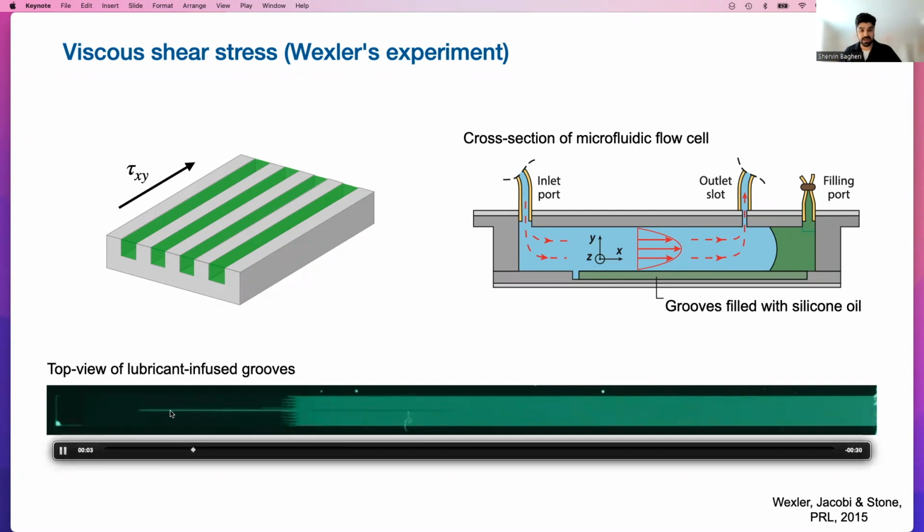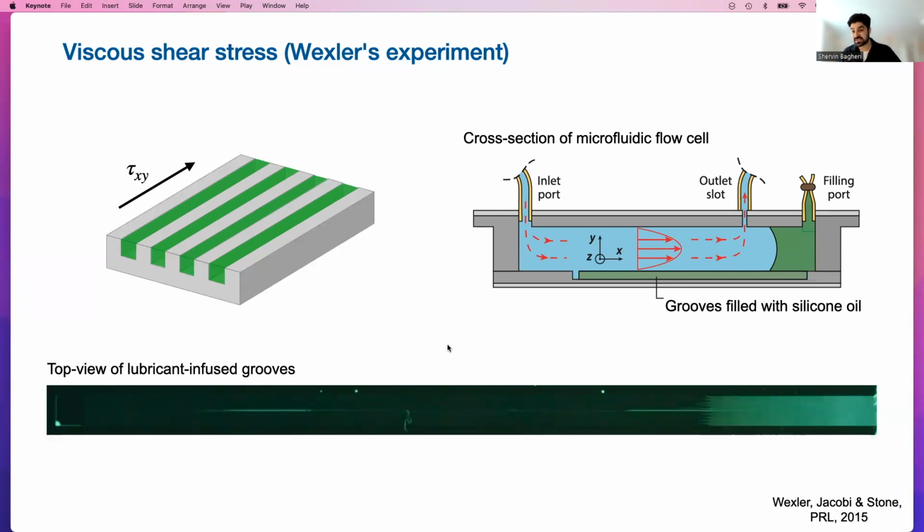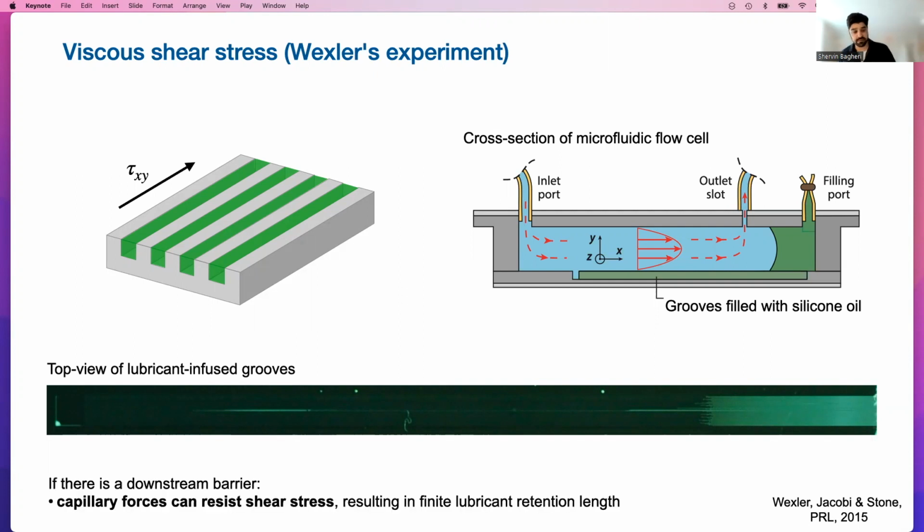So the flow is going from left to right. And you can see that due to the viscous shear stress, tau xy, the lubricant gradually drains, right? The grooves are getting emptied of the lubricant up to a point. And at some point, there's a retention of the lubricant, and a sort of steady state is reached, right? As you can see. So a large portion of the grooves are emptied of the lubricant, but not all of it.